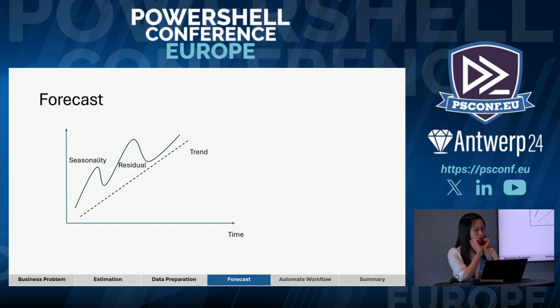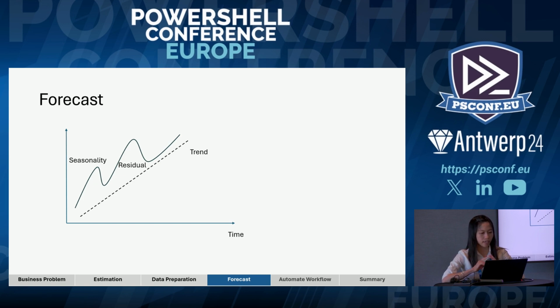Before going to the forecast, in a nutshell, forecasts have three elements which help us predict the future. What are the three elements? The first is the trend. Trend is the direction over a period of time, whether it's an increase, a decrease, or fluctuation.